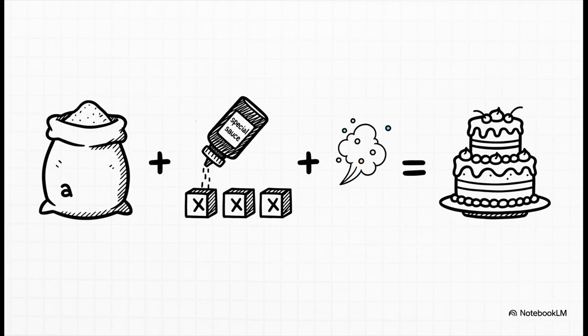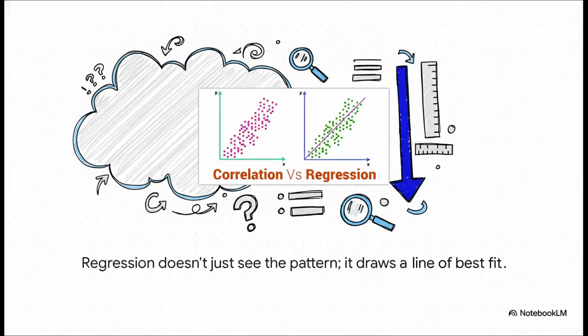And this visual just shows the difference so perfectly. That scatter plot on the left, that big cloud of dots, that's correlation. It just shows us, hey, there's a relationship here. But the image on the right, that's regression. It doesn't just see the cloud, it draws a precise line right through the middle of it. We call that the line of best fit, and that line is what gives us the power to make predictions.